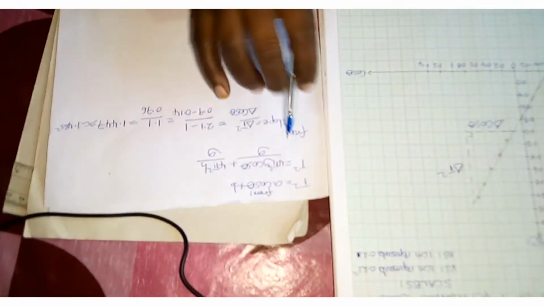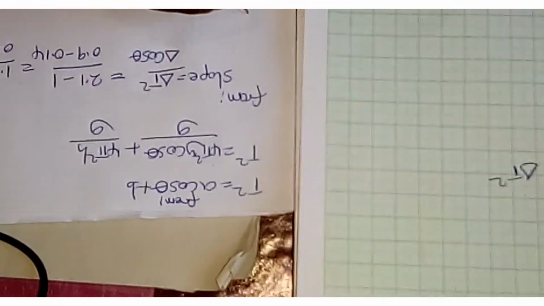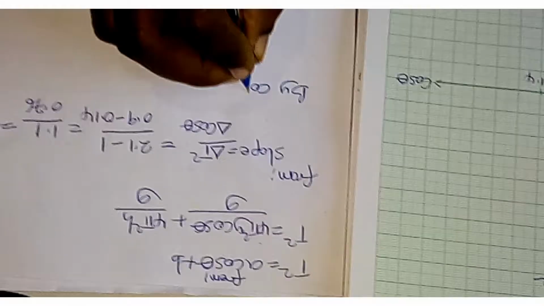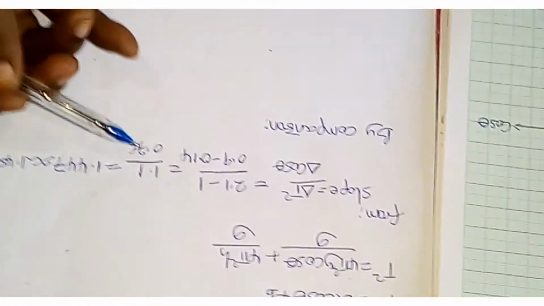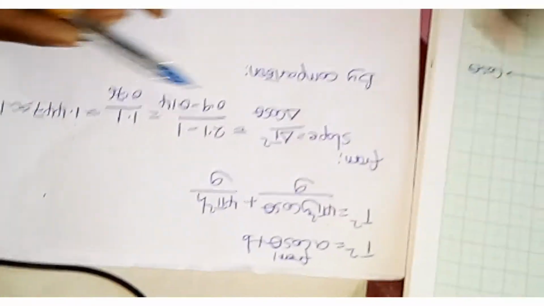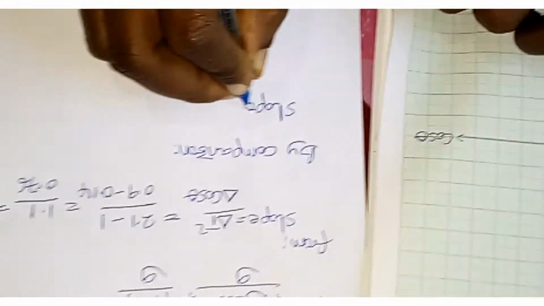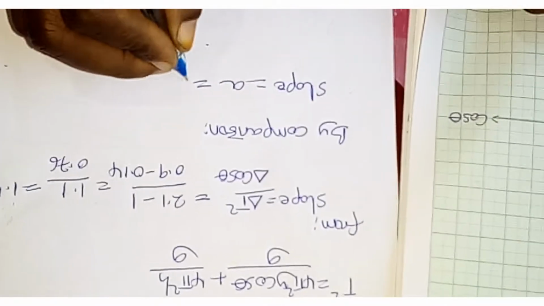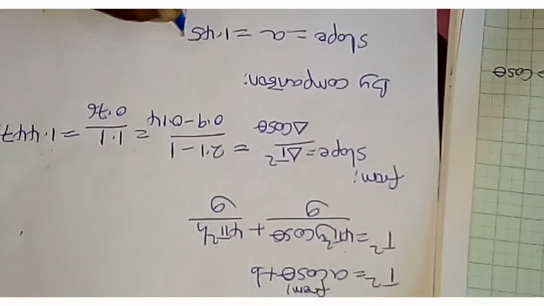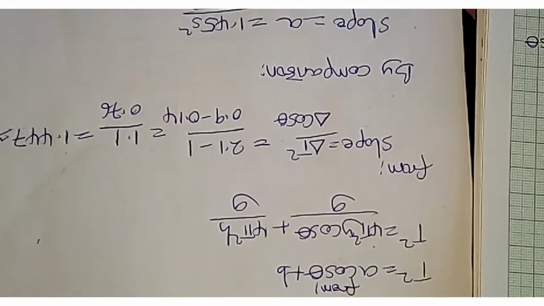But from the equation, t squared is equal to a cosine theta plus b. So by comparing the slope which has been determined and the slope of the equation, the slope is equal to a, which is equal to 1.45 second squared. So the value of a is equal to 1.45 second squared.